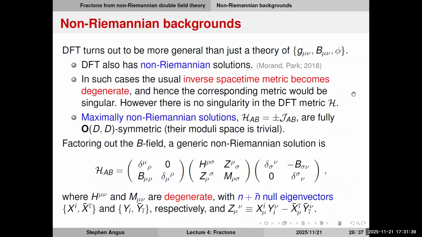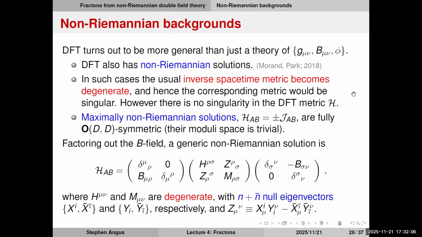So this is all very well, but double field theory turns out to be more general than just the theory of G, B, and phi. So it also has non-Riemannian solutions. And in such cases, the usual inverse spacetime metric becomes degenerate. And it follows that the corresponding metric would be singular, but actually in the DFT metric, H_AB, there's no singularity. And everything is fully regular.